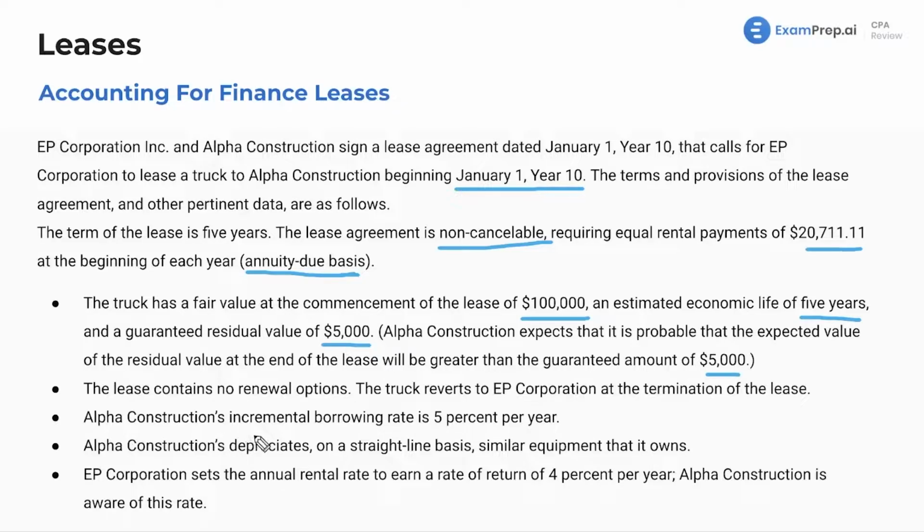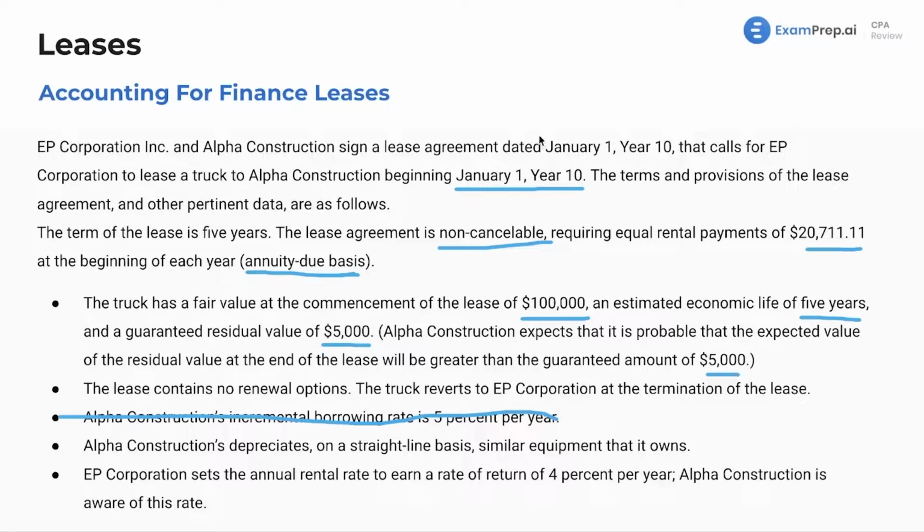Alpha Construction's incremental borrowing rate is 5% a year. Alpha Construction depreciates on a straight line basis similar equipment that it owns. So it's basically saying on similar equipment that we own, this is what we do, straight line, similar to this truck. And EP Corporation sets the annual rental rate to earn a rate of return of 4% per year. Alpha Construction is aware of this rate. This line right here is basically just saying we can eliminate the incremental borrowing rate. We don't need that. That's only there in case we don't have this. So 4% is going to be what we use.